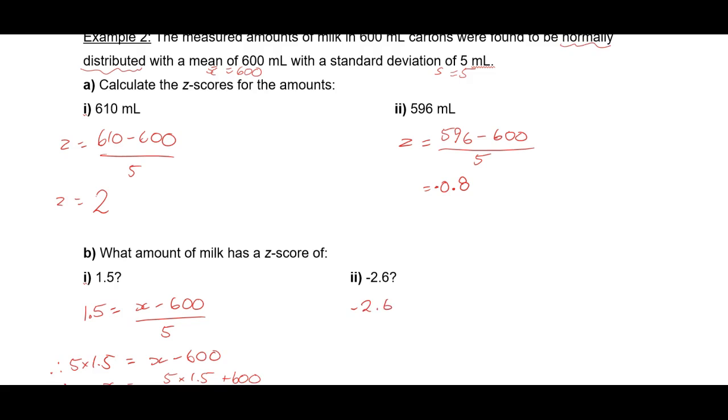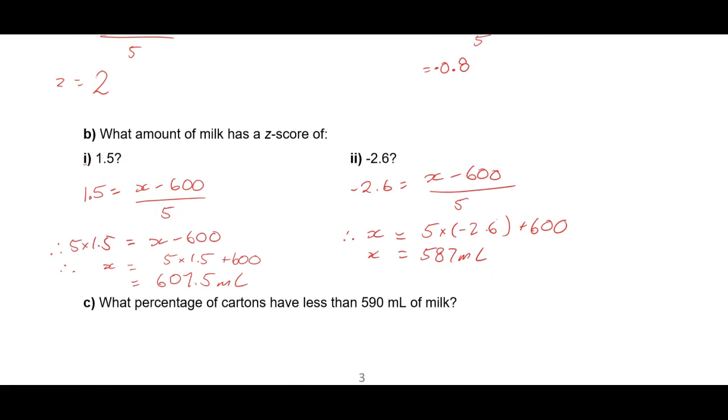Negative 2.6 is my score, which I don't know at this stage, minus my mean that I do know of 600, divided by a standard deviation of 5. Therefore, x equals 5 times negative 2.6 plus 600 equals, what did I say it was, 587 mils. There we go.